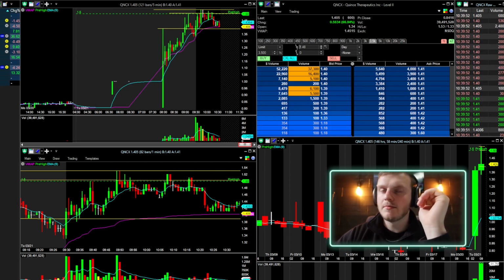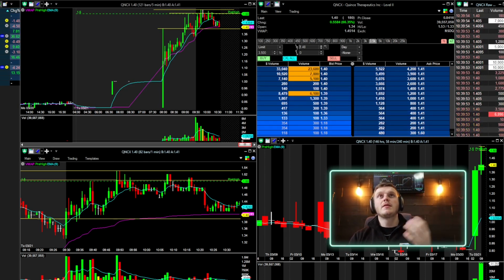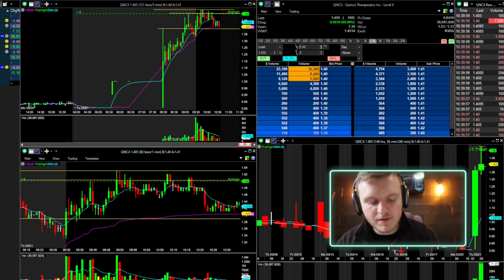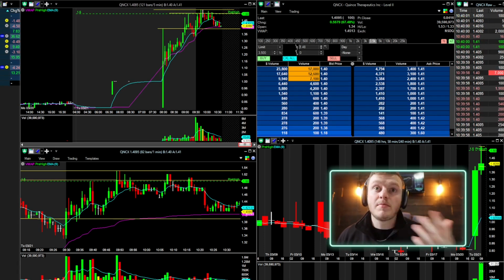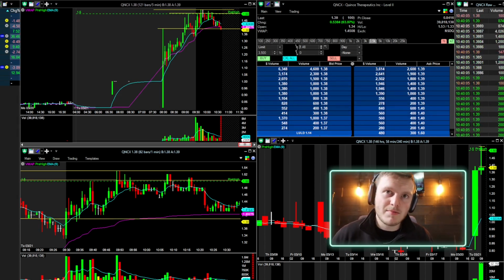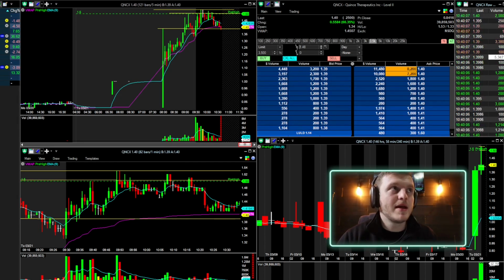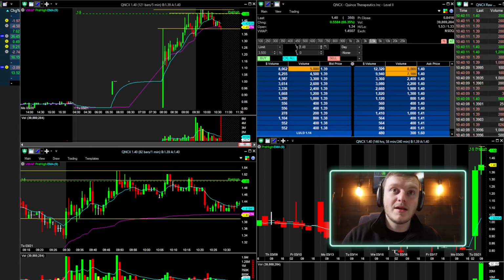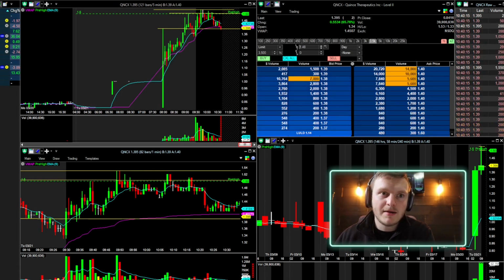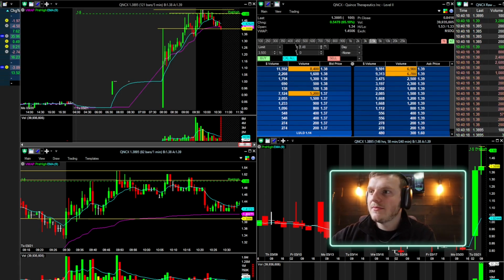Okay, moving on. So float is a little bit different. Float is the overall amount of shares tradable. It is the supply. If you had a bread stand at a baking show, your supply is how many loaves of bread you have.